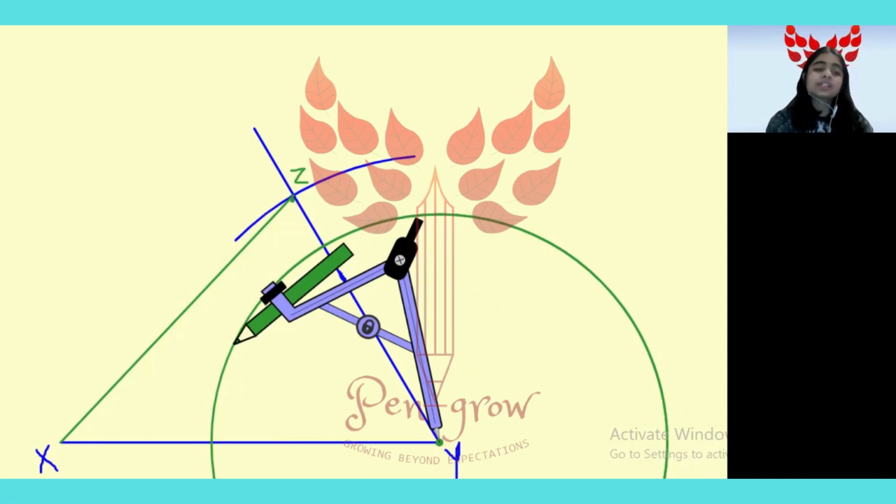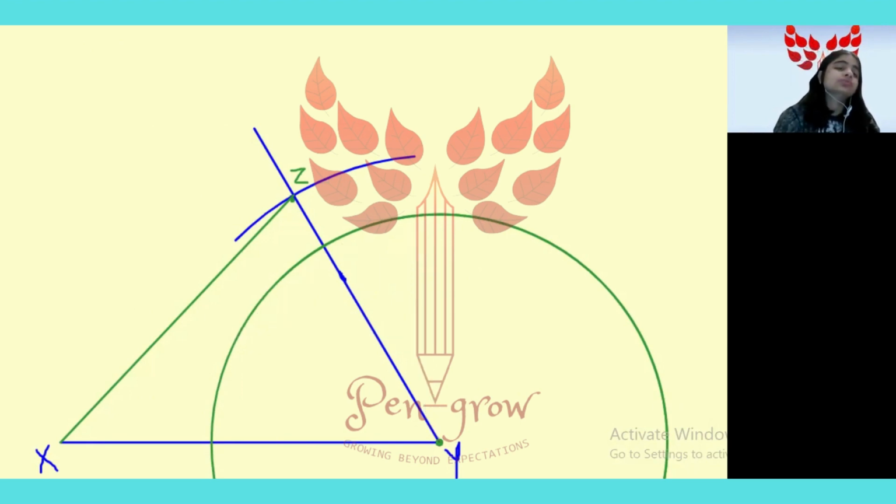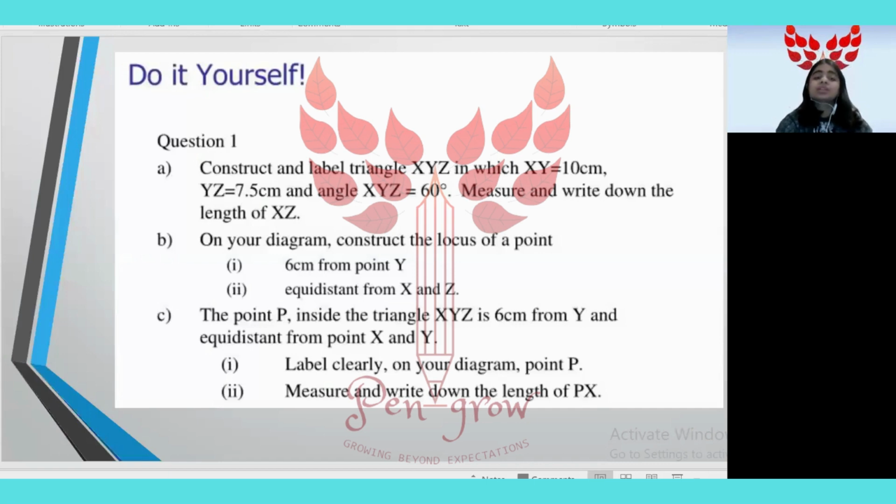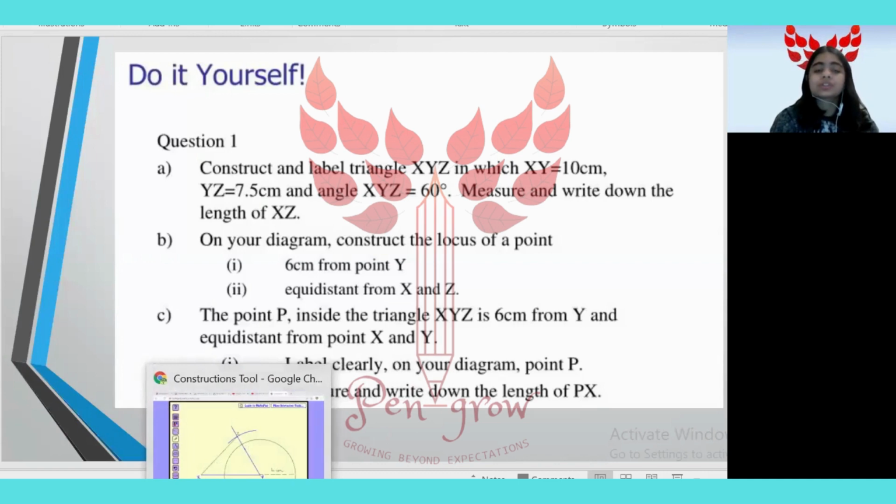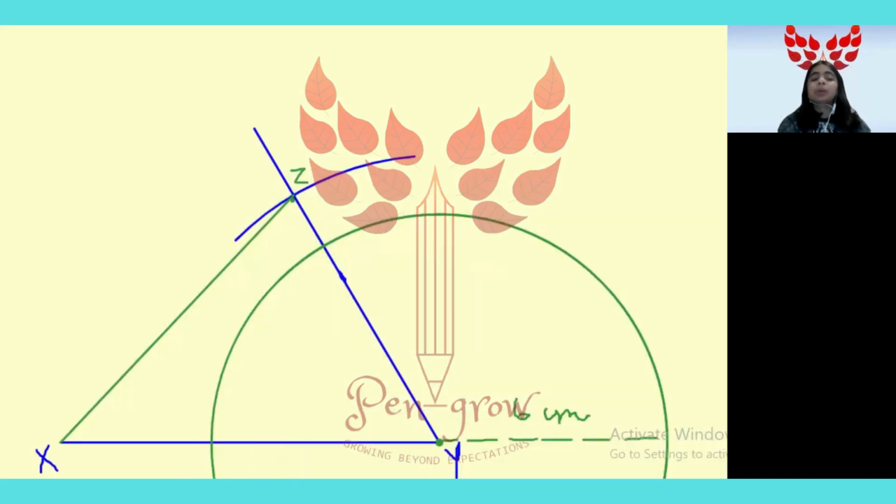Right, this is it. So this is the part I can actually show over here. So how can you represent it? I'm even teaching you how you need to label your diagram. So you can do this, and you can say that this is 6 centimeter. Next, equidistant from X and Z. So for equidistance, what do we used to do? We make a perpendicular bisector.